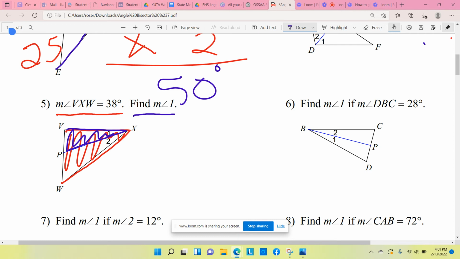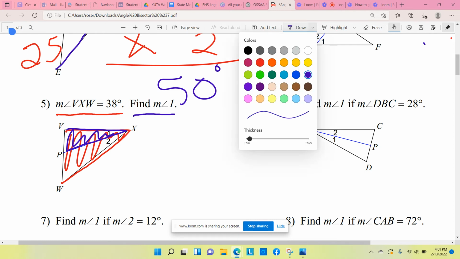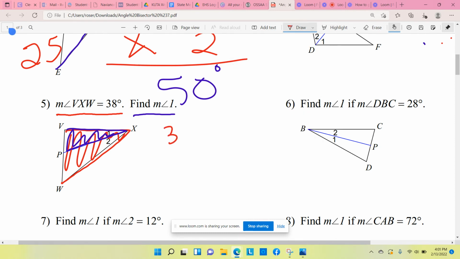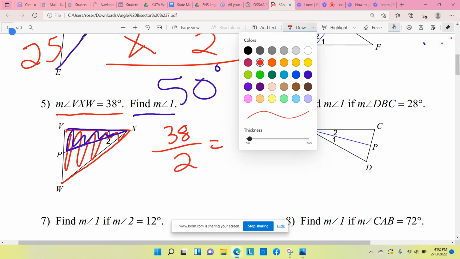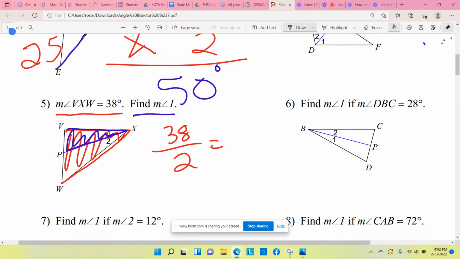The red is the whole thing, correct. So now we're going to take the whole angle and divide it into 2 equal parts. So what operation are we going to use? We want to take the whole thing, which is 38 degrees, and do what with it? Divide it into how many? 2 equal parts. And that's going to give us the measurement of those 2 smaller angles, the 2 parts. So 38 divided by 2. Plug that into your calculator and you get 19 degrees. Very nice, ladies and gentlemen.